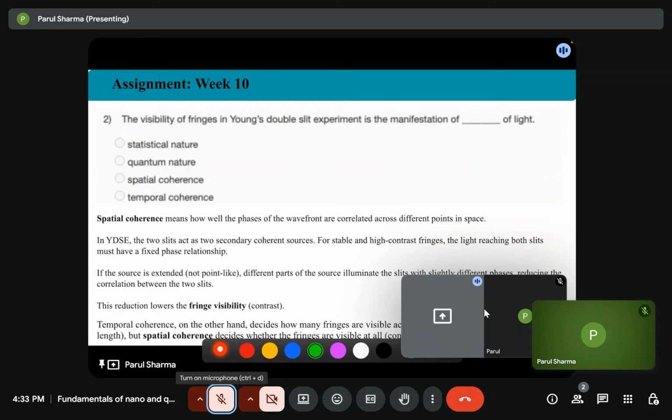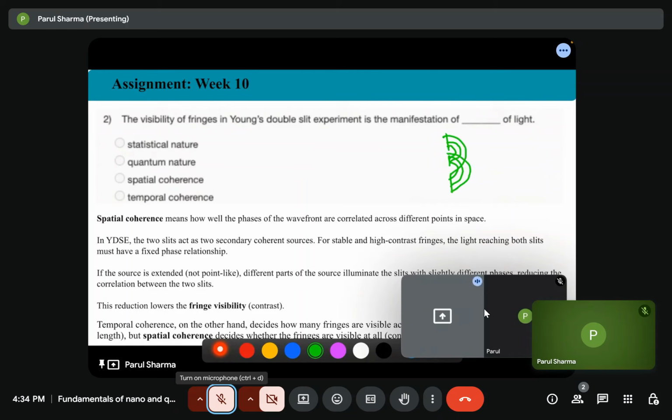Spatial coherence tells us how well the phases of the wavefront are correlated across different points in space. So we saw that in Young's double slit experiment, there were two slits, and these two act as two secondary coherent sources, like this.